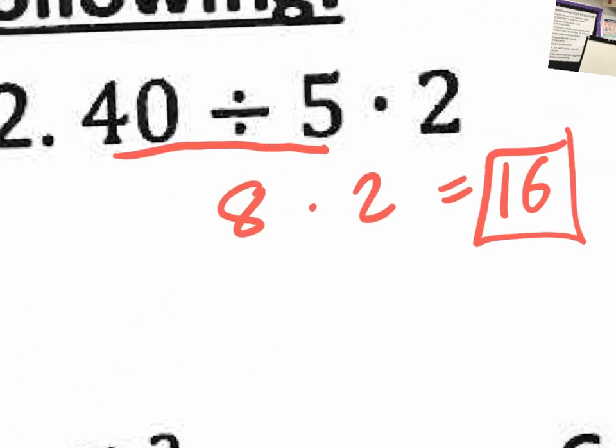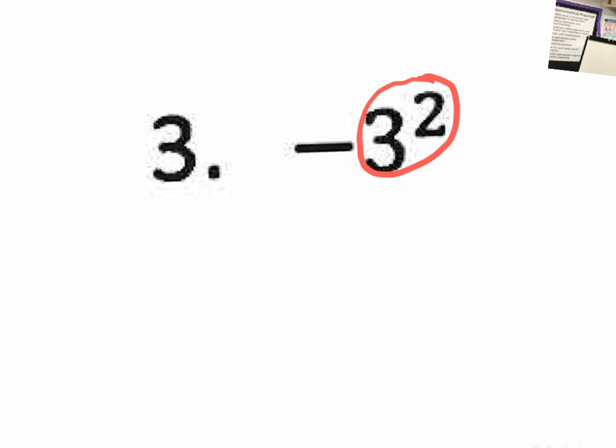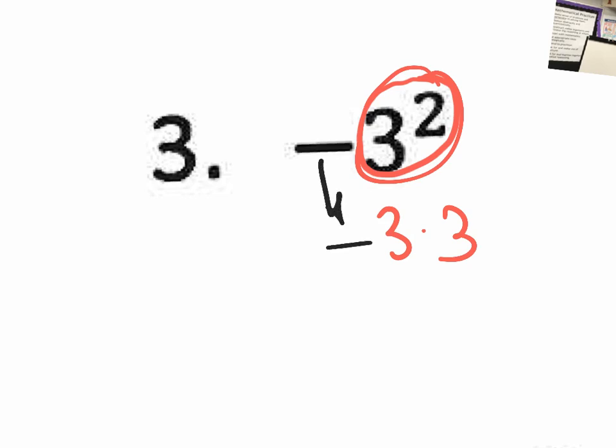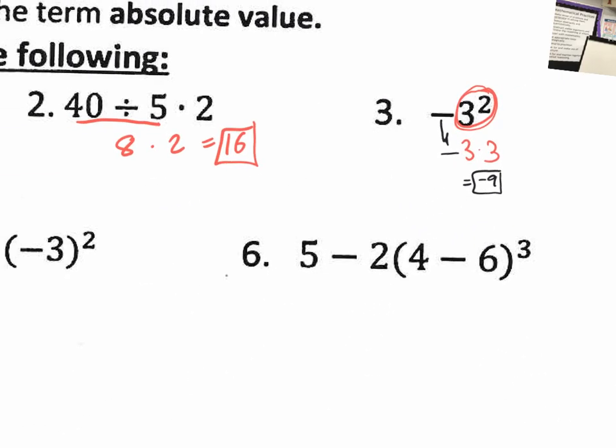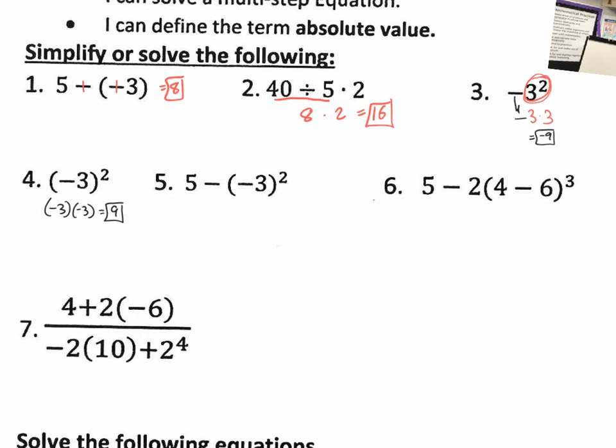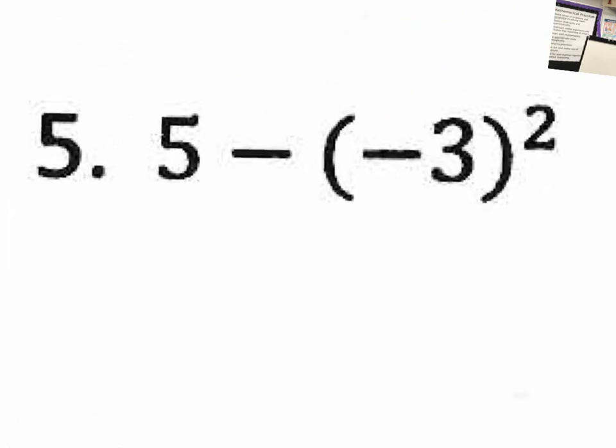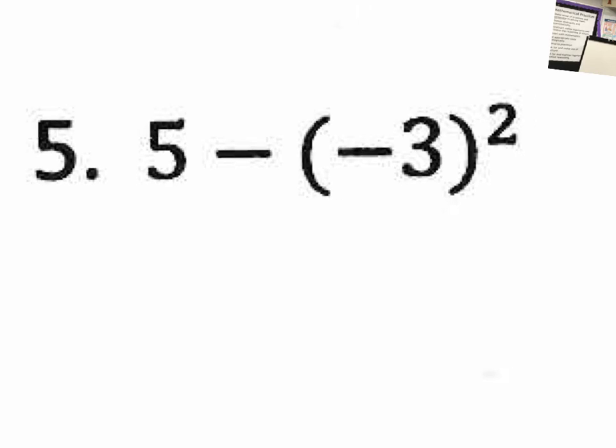But on number 3 up here, that's really just 3 squared, which is 3 times 3. And of course that negative is out here in front. So that's really a negative 3 times 3, which equals a negative 9. Little details. Easy mistakes that could be made. All right, number 5. Oh yeah, I apologize also. You guys have to write pretty small in order to get all this in there.